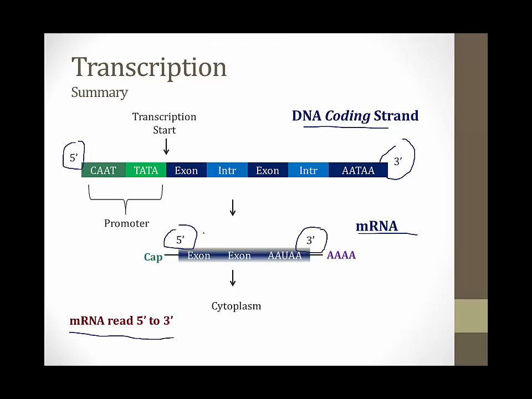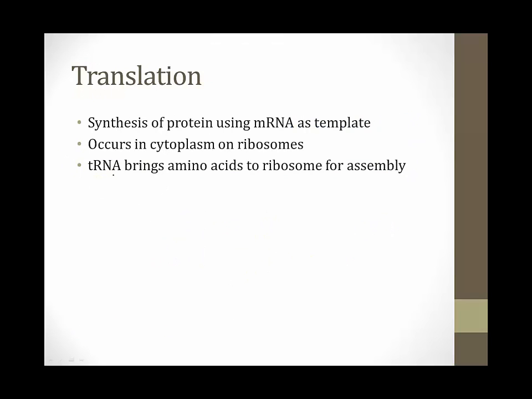What that means is that whichever amino acid is coded for here at the 5' end will be the first amino acid added to a protein when the mRNA molecule is translated, and then the translation process will move in this direction from 5' to 3' to synthesize a protein. So translation is the process of synthesizing a protein using mRNA as a template. It occurs in the cytoplasm on ribosomes, and the way it works is that tRNA molecules bring in amino acids to the ribosomes for assembly into proteins.